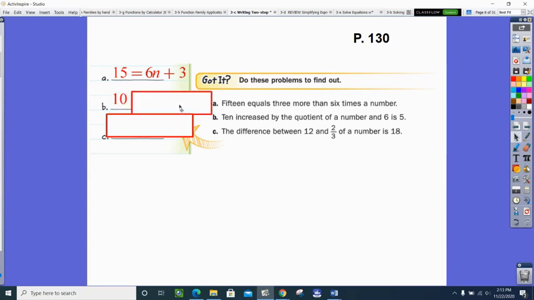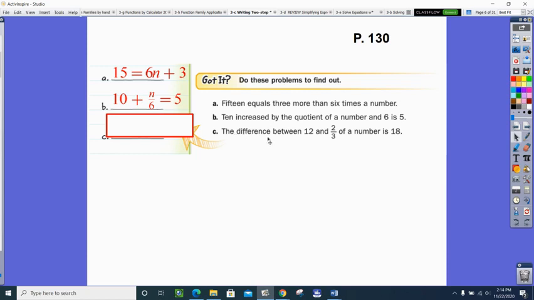So 10 increased by the quotient, which is division, of a number and 6 is 5. That one, directly translated. Now you cannot have 6 over n because division does not commute. 12 divided by 2 is not the same thing as 2 divided by 12.